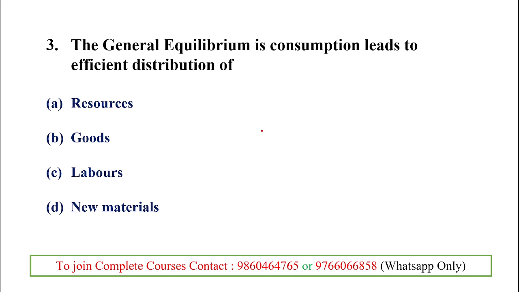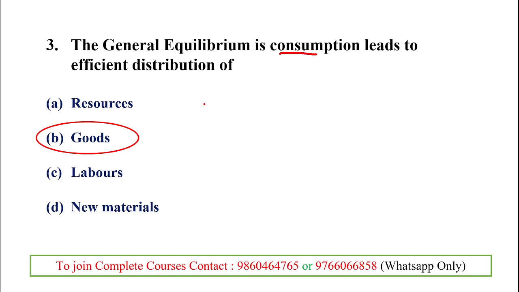And the next question is related to general equilibrium. Here the general equilibrium is from the consumption point of view. The consumption point of view leads to efficient distribution of what? The resources, goods, labor, or raw materials? So here general equilibrium means the study of the impact of demand and supply in a market. Both demand and supply in a combined way react in the market. So the general equilibrium is consumption related to the goods. Here, for the consumption of goods, demand and supply will react. So here general equilibrium happens.